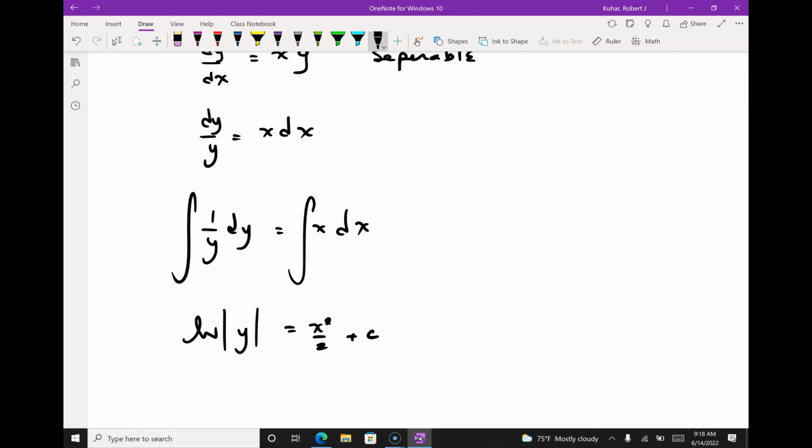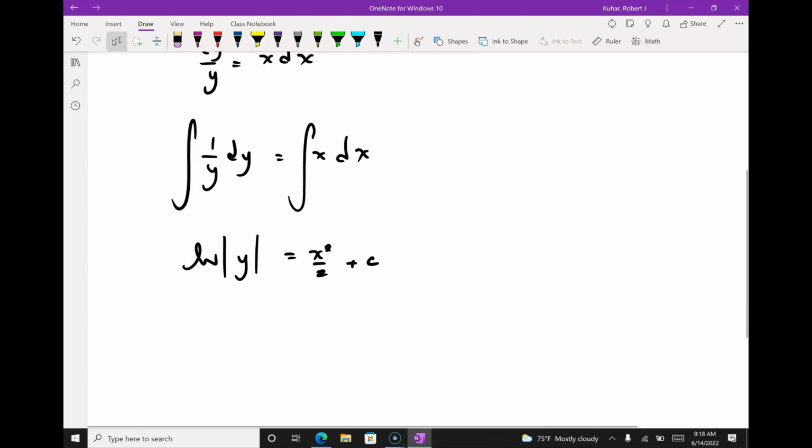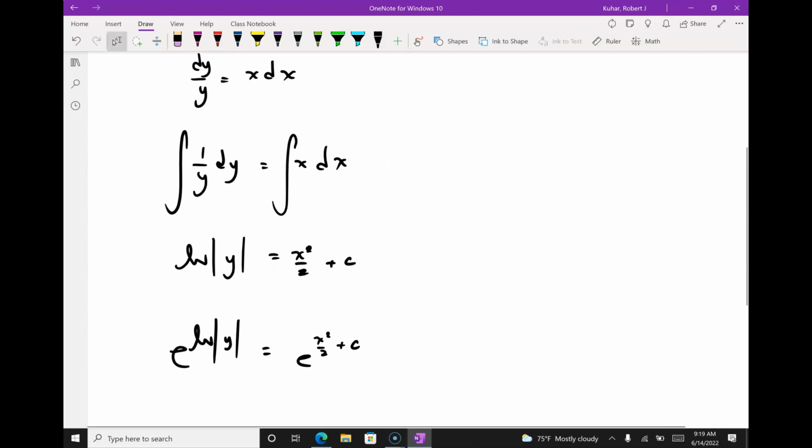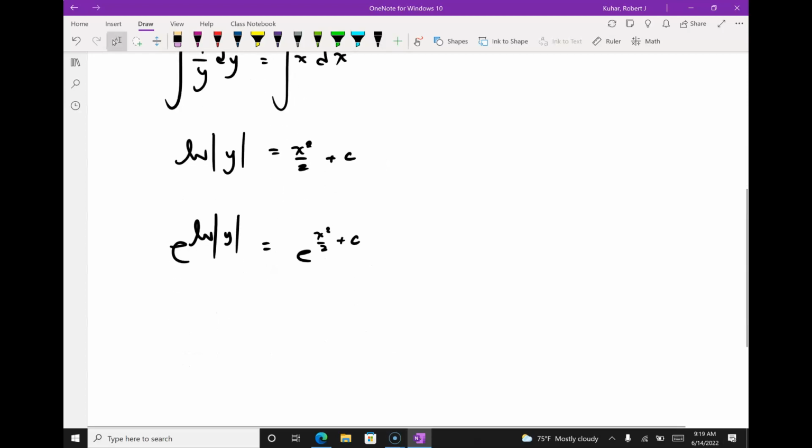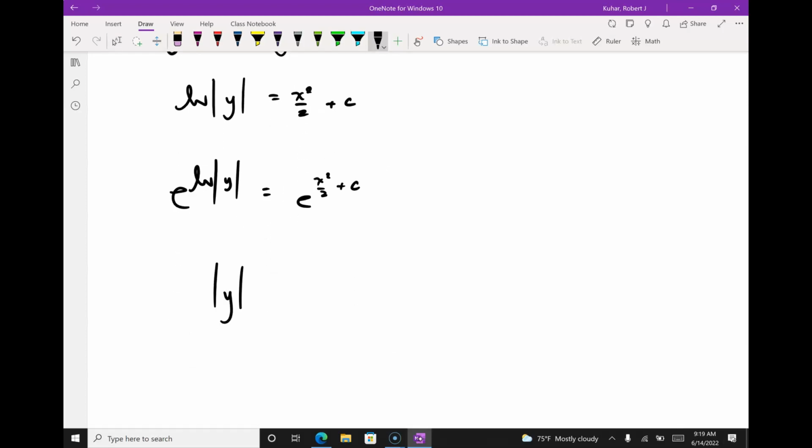Raise both sides to base e. Right? So e to the ln of the absolute value of y is e to the x squared over 2 plus c. So I just get absolute value of y equals e to the c times e to the x squared over 2.